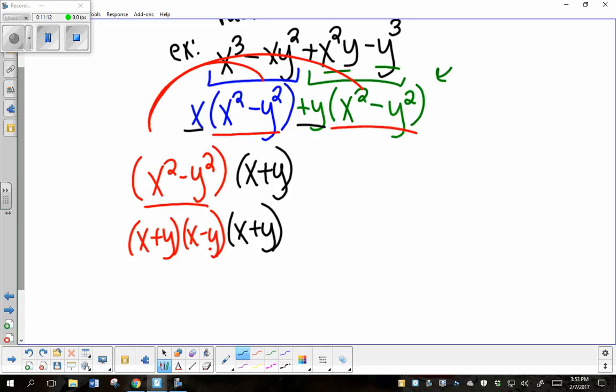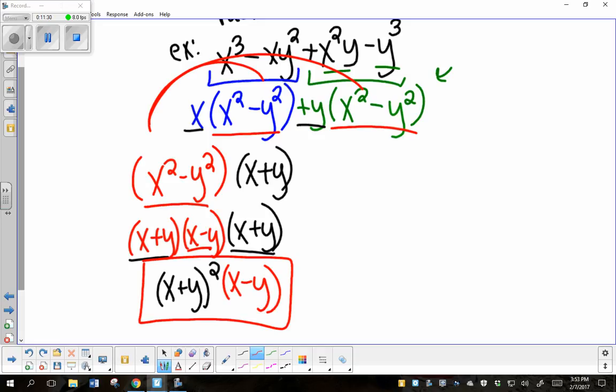To make sure you write this in the most simplified form, since we have an x plus y times an x plus y, we can just write x plus y squared times x minus y. Let me know if you have questions about how I just did that.